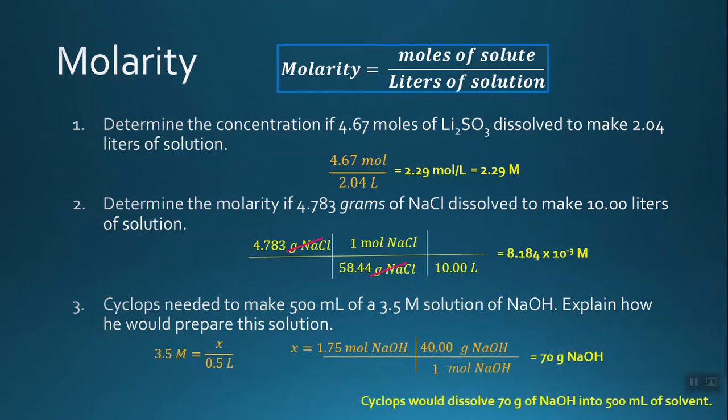I didn't answer the question yet, so I have to explain, right? So Cyclops would dissolve 70 grams of sodium hydroxide into 500 milliliters of water in order to make a 3.5 molar solution of sodium hydroxide.